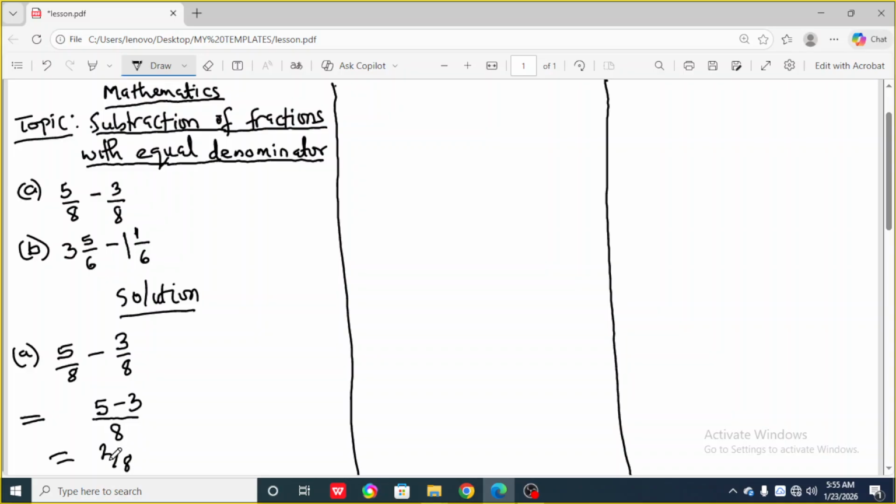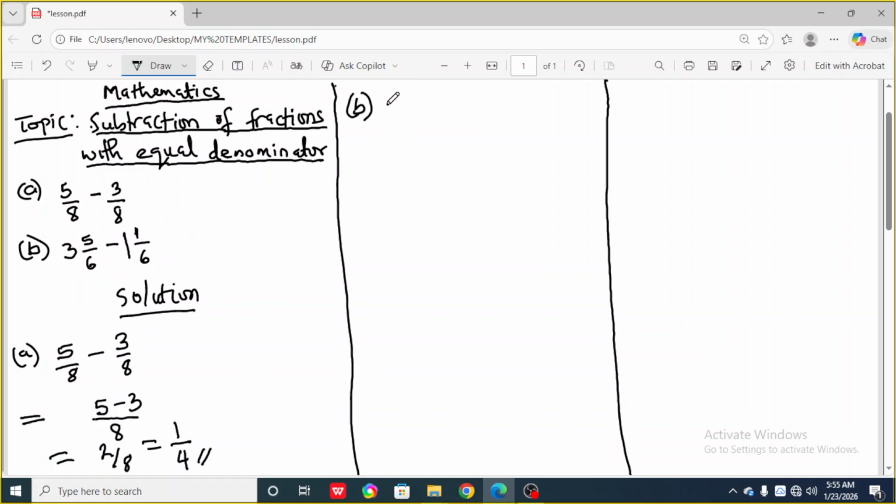The common factor, by common factor we mean what we divide 2 and 8 by, and that number is 2. So if we divide 2 by 2, we have 1. Then if we divide 8 by 2, we are having 4. And that is the answer for A. Now let's consider B.